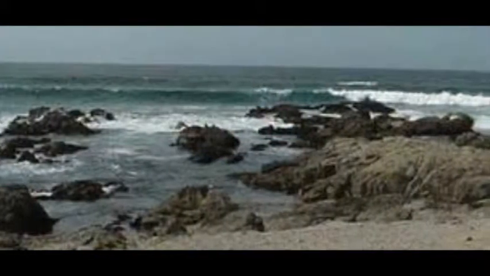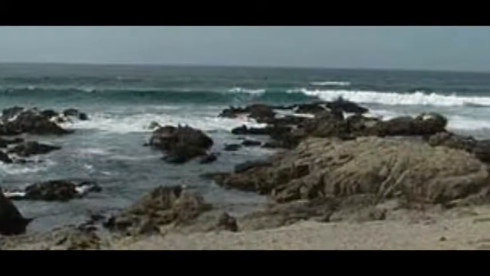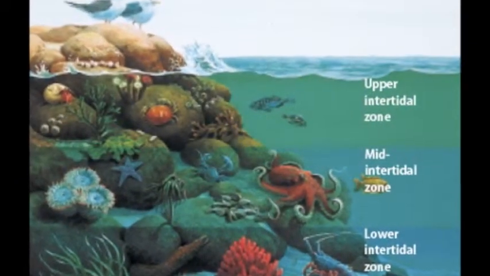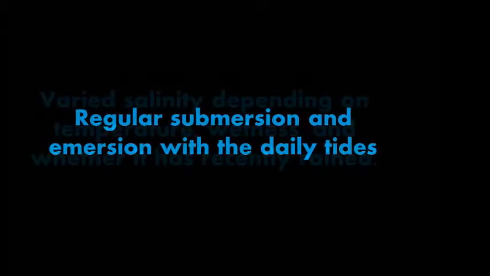In the rocky intertidal zone, the middle intertidal zone is located between the upper and lower zones. It is also the most active of all of the intertidal zones. The most important characteristics of the mid-tide zone include regular submersion and immersion with the daily high and low tides, varied salinity depending on temperature, wetness, and recent rainfall, and also varied feeding times for each organism depending on the tides and the time of the day.